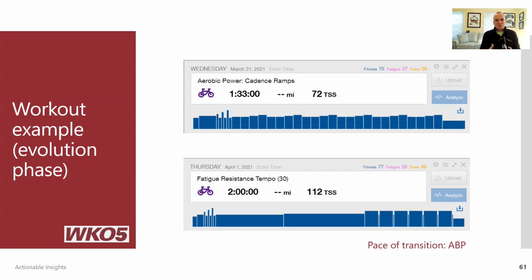The problem is whenever I suggest the idea of transitional workouts, people are like, well, I'll do this workout 8 to 10 times before I'm ready for tempo. No, always the ABP, always be pushing.